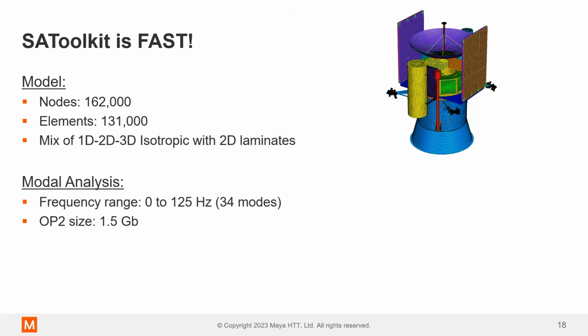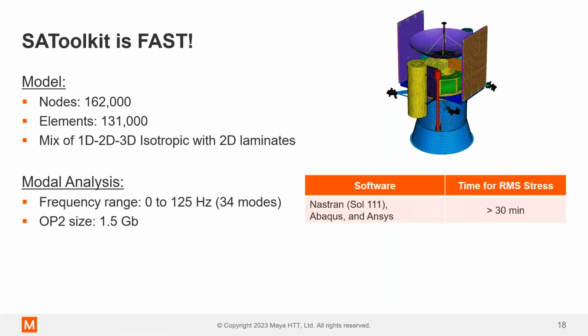Now, I said it's fast, and I'll hit on this a few times because it's an important point, but it's very fast. If you look here, we have a sample model, just a demo we put together. It's got about 160,000 nodes, 130,000 elements. There's a mix of laminates and 1D, 2D, 3D, did 34 modes. The results file for the modes is about 1.5 gigabytes, just to give you an idea of the size.